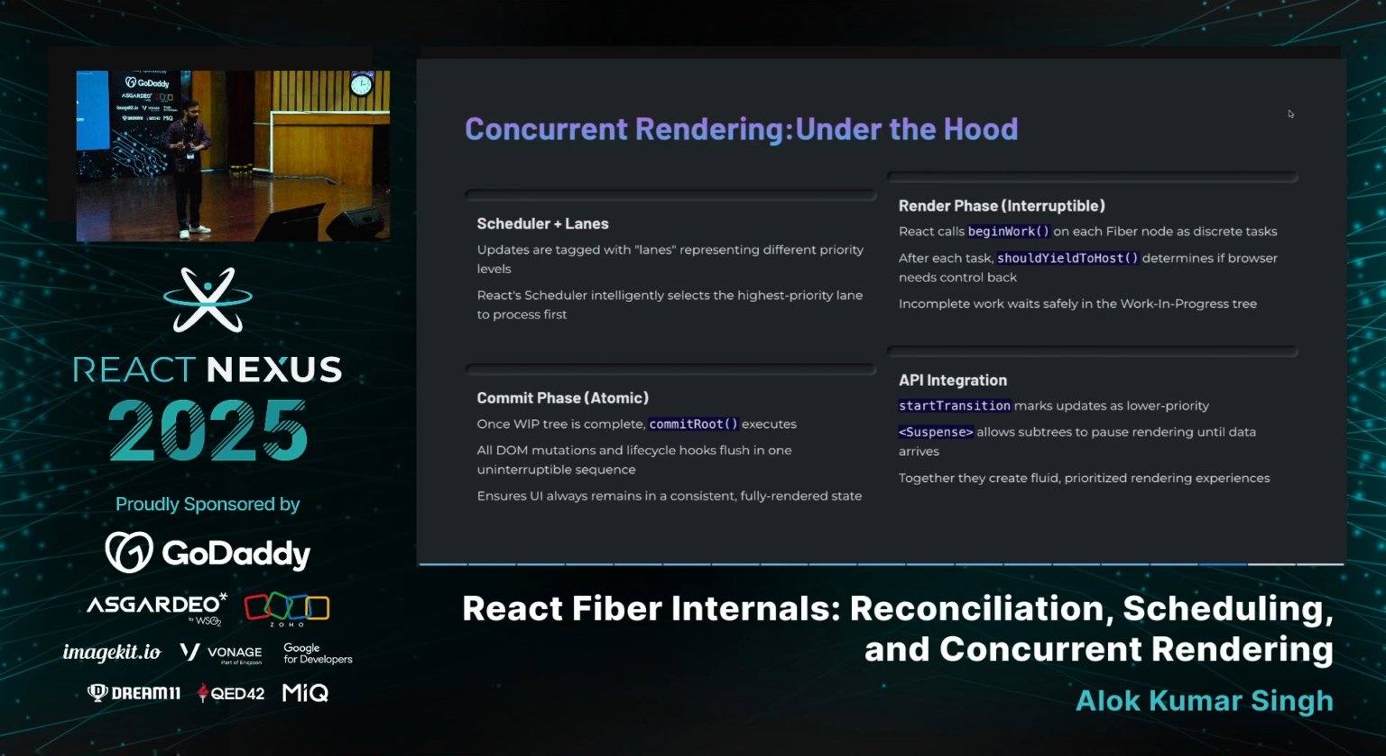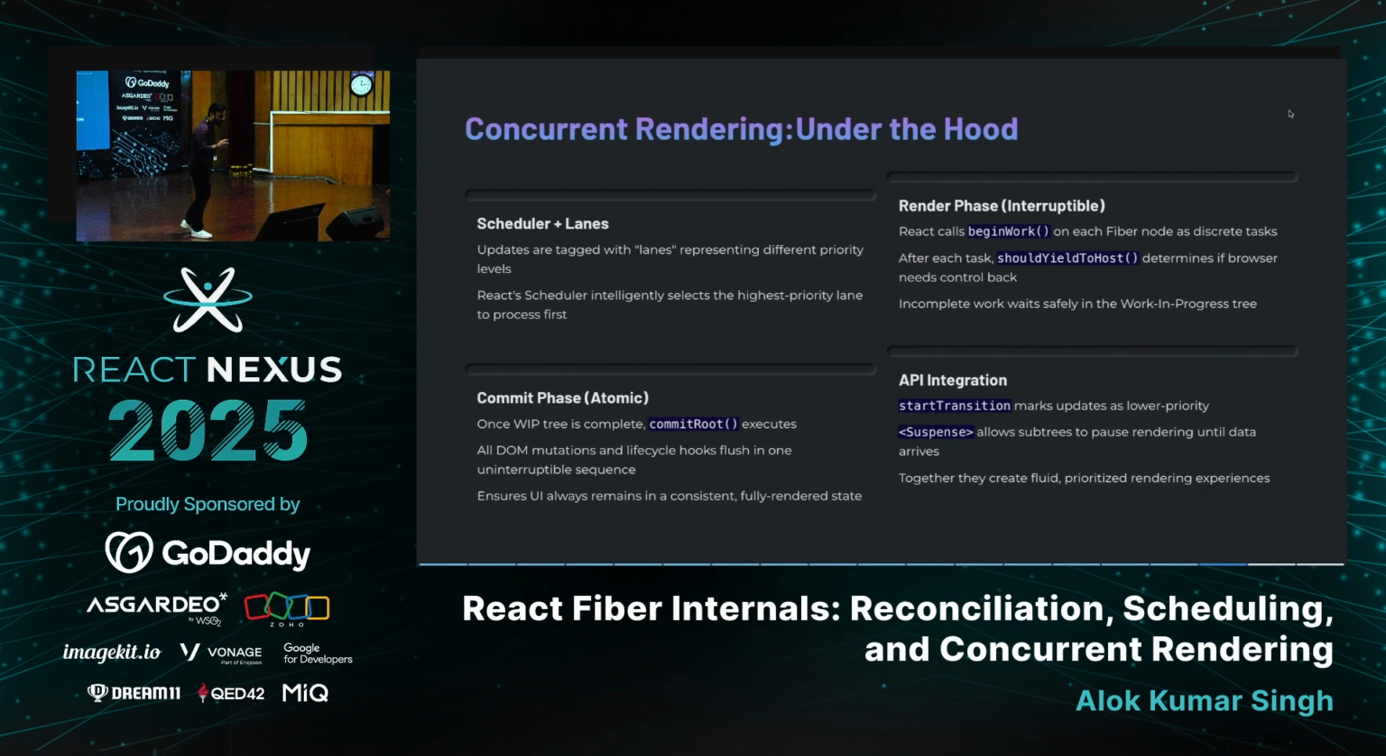Now in the render phase, every time you see React is doing two tasks. It is rendering your UI tree, whereas it will also keep checking with the browser: do I need to give control back to you or not? So in the render phase, it calls beginWork on each fiber node, and after each fiber node is processed, React will call the shouldYieldToHost function to check if the browser needs the control or not.